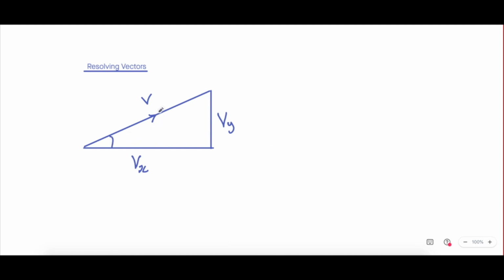So let's say that V is going at an angle theta in that direction, and we want to work out what the horizontal component is and what the vertical component is. So to work out the horizontal component Vx, again, we need to use a bit of trigonometry. So we want to work out what Vx is. We know what V is. Remember, V is the hypotenuse, the longest length in the triangle. We also know what theta is, because we should know that from our starting vector.